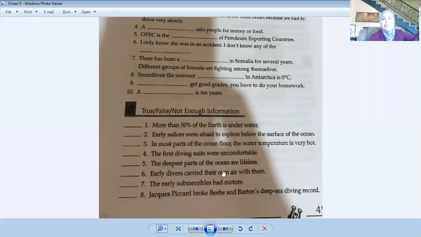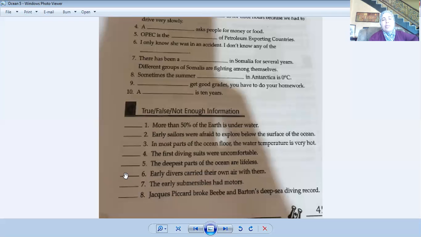Early divers carried their own air with them. Well, guys, the earliest divers did not carry air with them. Remember, they wore these suits that had a kind of tube that would be above the ocean, and they did not even dive very deep, just a few meters, because they couldn't have a tube that long. It would be really dangerous anyway. So they did not take their air with them. So this sentence is false.